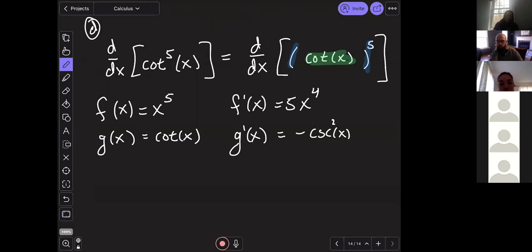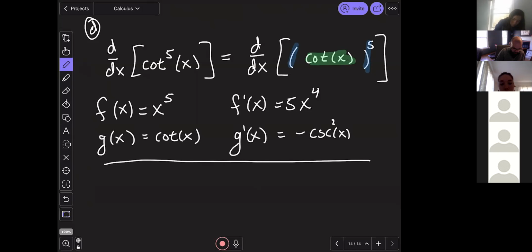So far, so good for everybody? Sam, does this help so far, viewing it this way, bringing that exponent out and making explicit that you have this outside function that's x to the 5th? Yeah, all right.